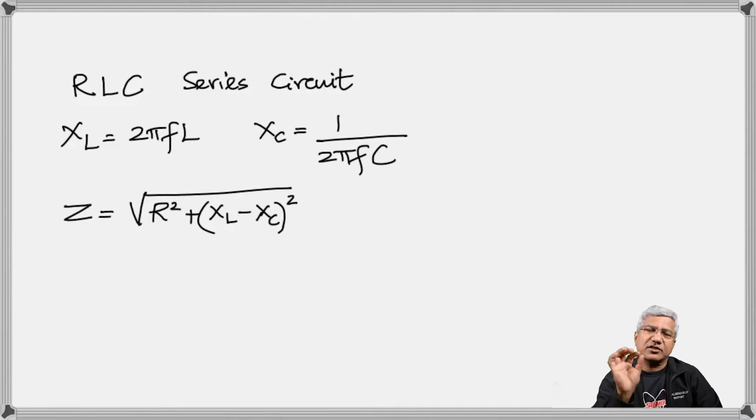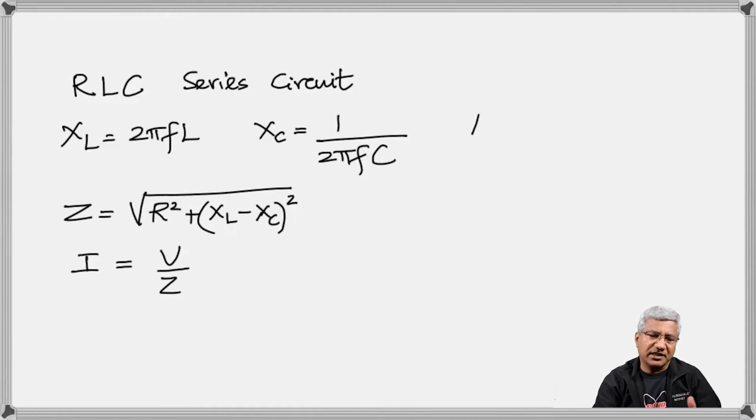And at certain frequencies, XL and XC become equal. If they become equal, then this term becomes 0. That means the impedance is simply equal to the resistance, because square root of R squared is R. Now that is called the minimum impedance. And the frequency at which XL becomes equal to XC is called the resonant frequency. So if you put XL is equal to XC, you will get the formula for resonant frequency. And we'll do that in a minute.